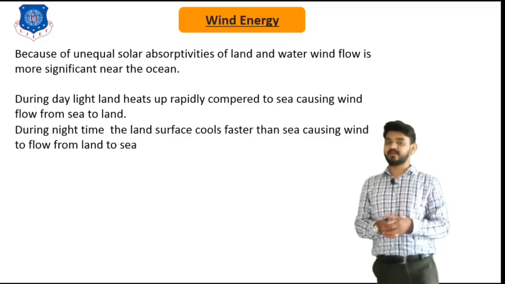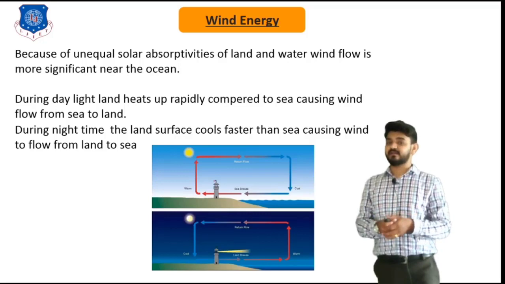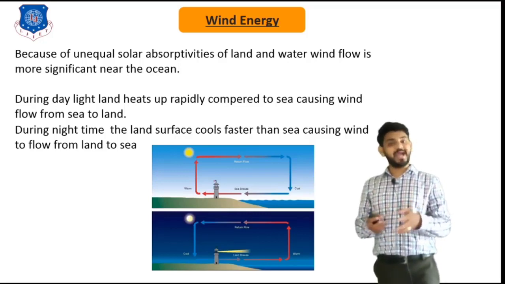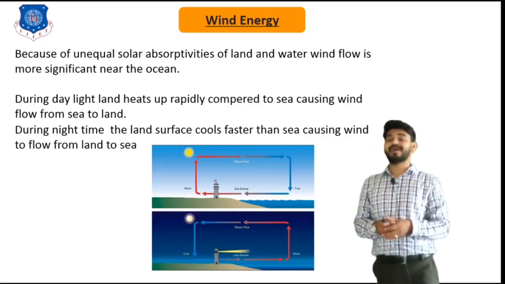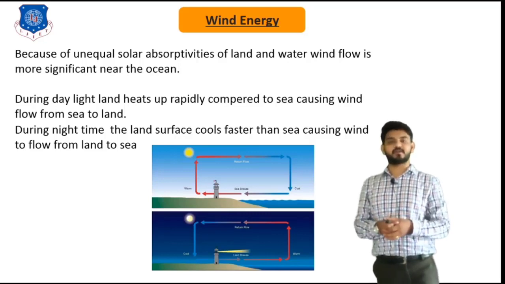Because of the unequal solar absorptivity of water and land, the wind effect is more significant at the ocean. During daylight, the land surface gets heated up more rapidly compared to the ocean. Hence, a lower pressure zone is created on the land, causing wind to flow from the ocean to the land. And during night time, this airflow is reversed because land cools at a much faster rate compared to the water. Hence, wind flows from land to the ocean.